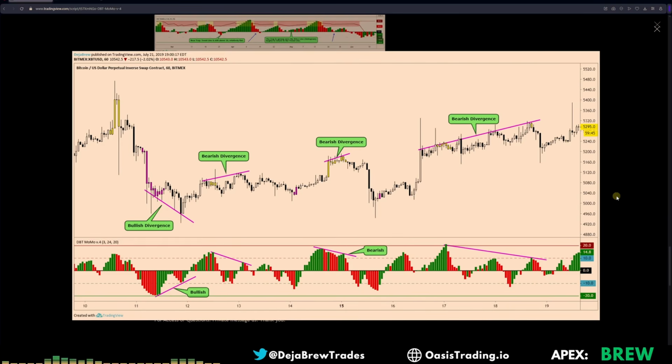Now, there are many types of divergence that I'm not going to get into in this video. There's hidden divergence, there's exaggerated divergence, etc., etc. This is the most common that I'm showing you. I'm showing you the basic bullish and the basic bearish. I have other videos that cover divergence. You guys can take a look at those on my channel. For now, we're going to talk about just the basic divergence.